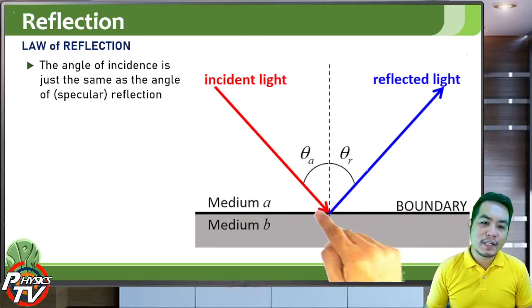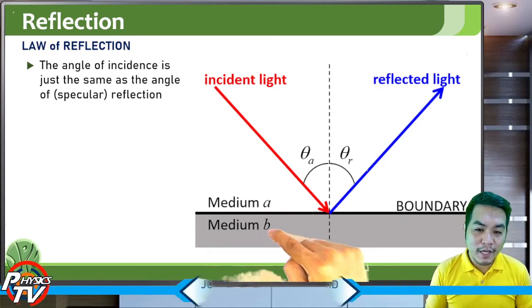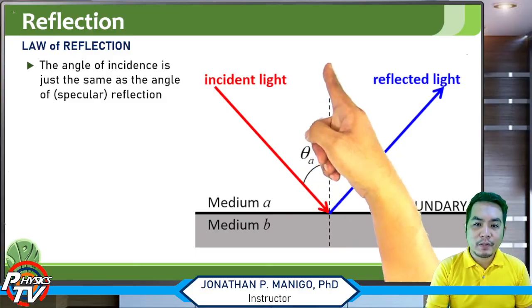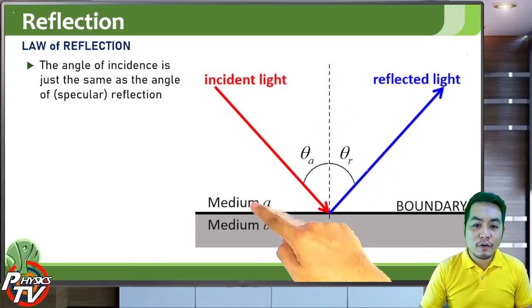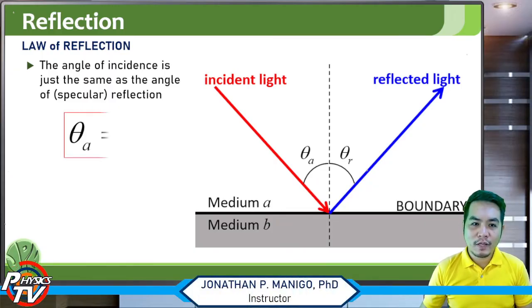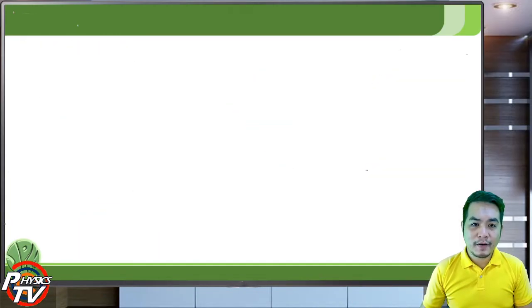So this is our boundary. This is medium A. This is medium B. The media can be solid, liquid, or gas. The angles are measured with respect to this line that is perpendicular, or 90 degrees, with respect to the boundary. So that is the law of reflection. The angle of incidence is equal to the angle of reflection.